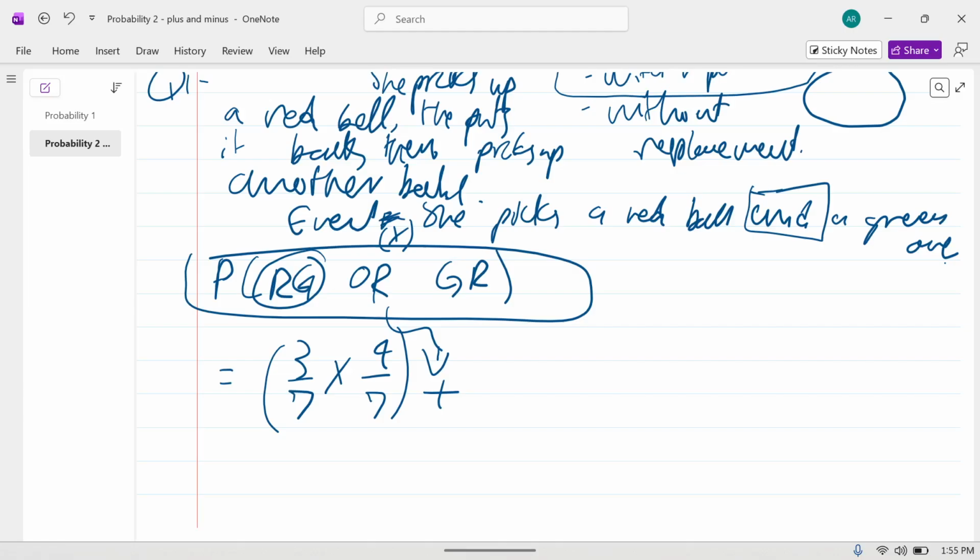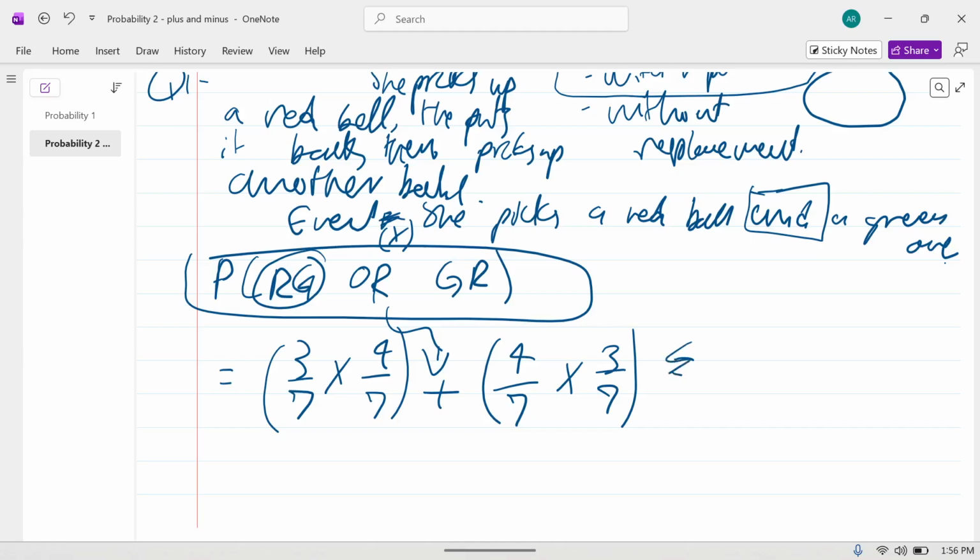And now let's reset the scenario and look at it this way. She puts her hand inside the bag and she picks up a green one this time. The first ball she picks up is a green one this time. You just go for 4/7 and then you multiply it with the probability of her picking up a red one. That would be 3/7. Right? This is going to be your answer.